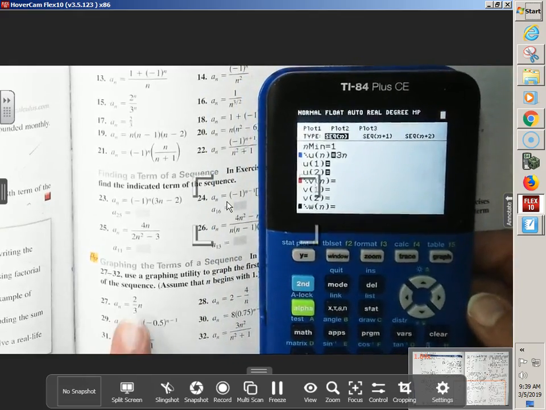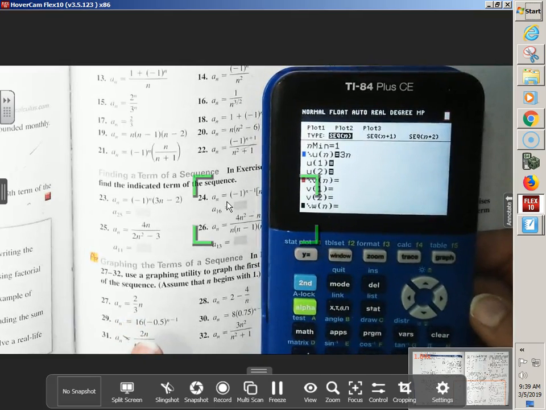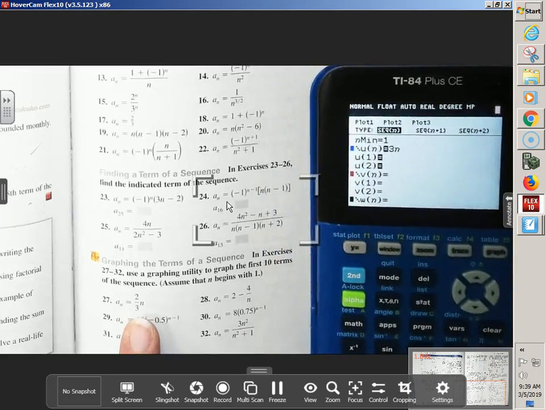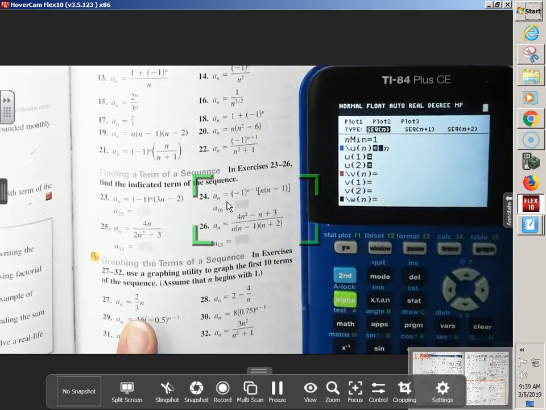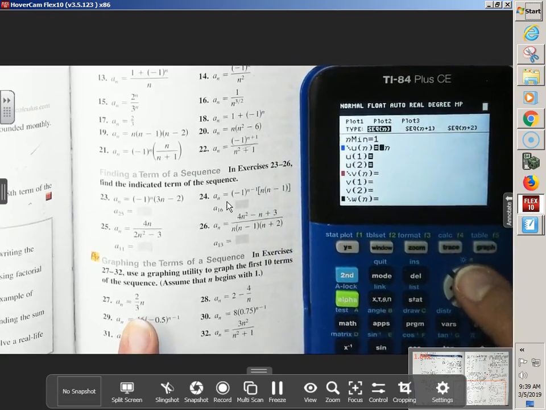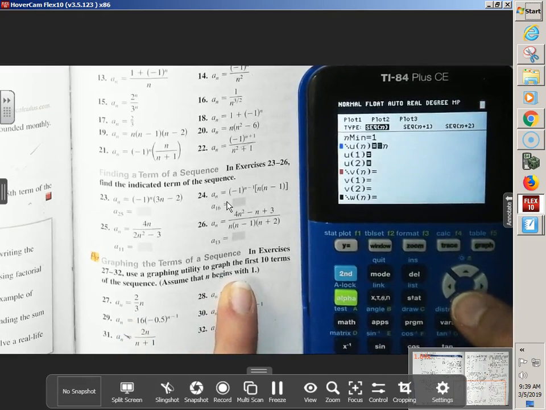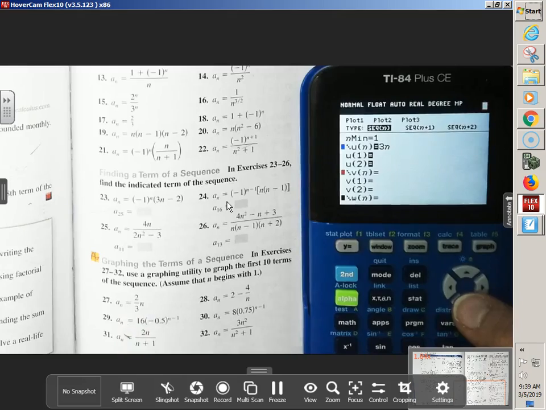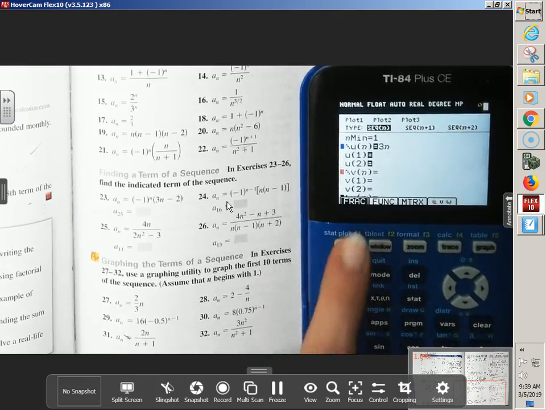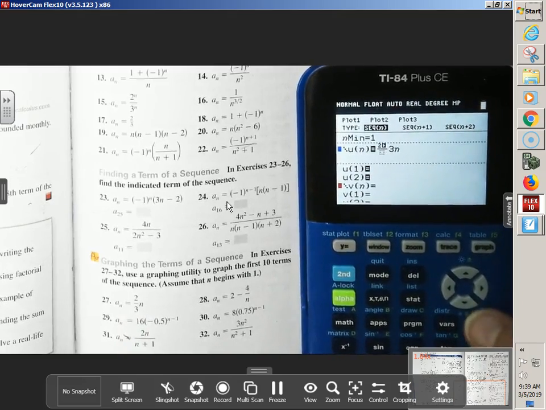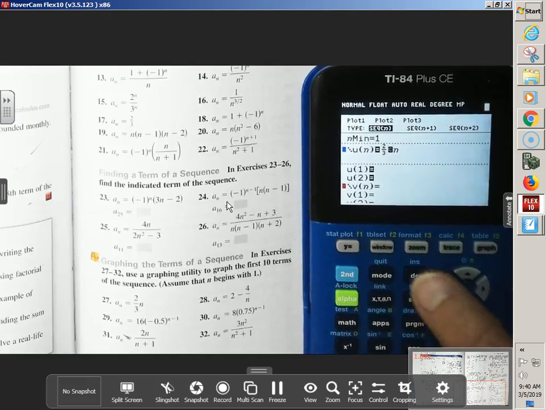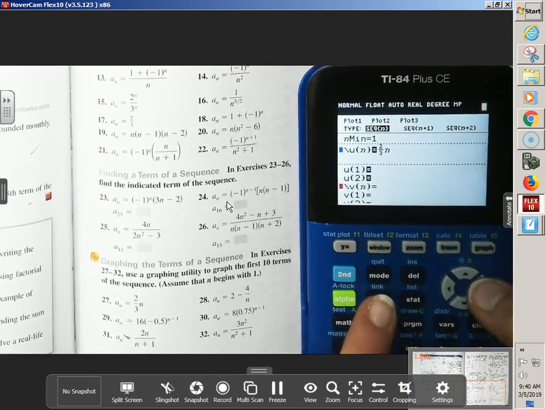Let's say I wanted to graph a sub n equals 2/3 times n, so number 27. And I want to graph the first 10 terms. We're going to start at, look, n begins with 1, so n equals 1. My u of n is like my a sub n. It's just the formula in terms of n. So I could just put my alpha, y equals, I could do my 2/3 times n, hit that little variable button right here.